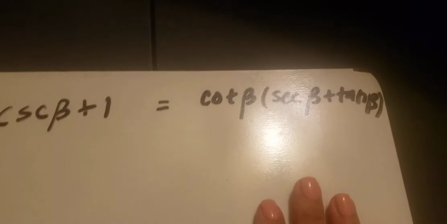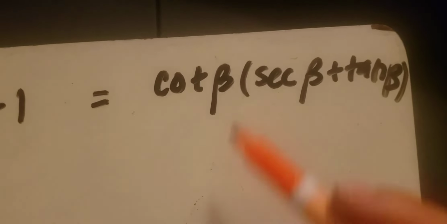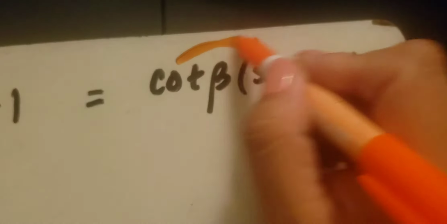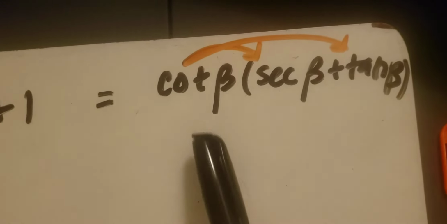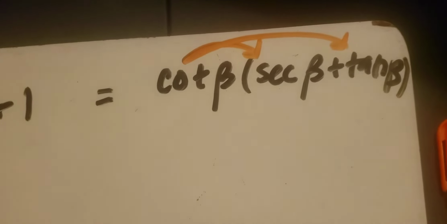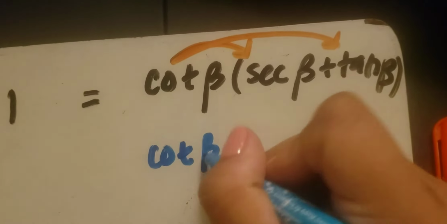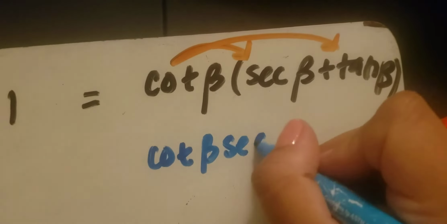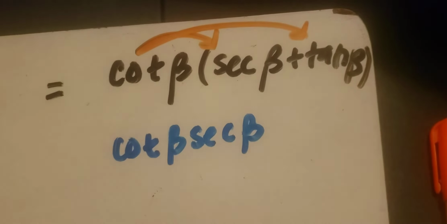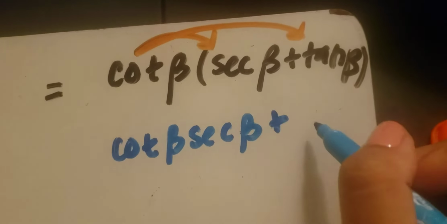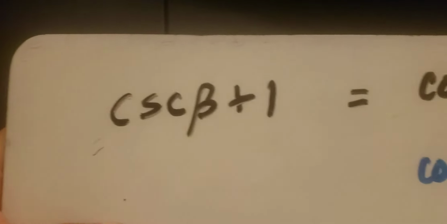So if I concentrate over here, I don't have much to do, but I'm going to go ahead and distribute this cotangent, okay? So I'm going to distribute here and distribute here. So basically, cotangent of beta times secant of beta will give me cotangent of beta times secant of beta. And then cotangent and tangent, they're reciprocals of each other. So if they're reciprocals of each other, it'll just give me 1, okay? So we're getting a little bit closer to that, okay?